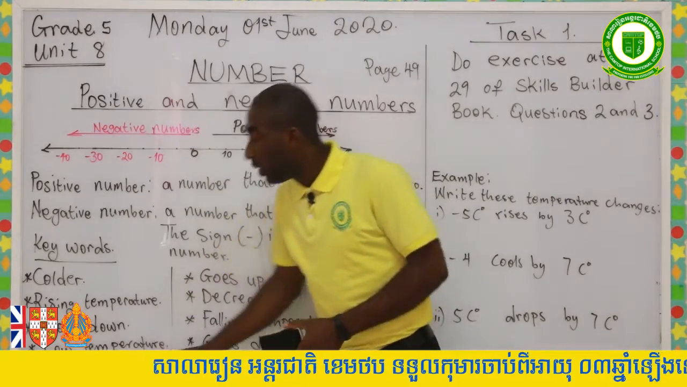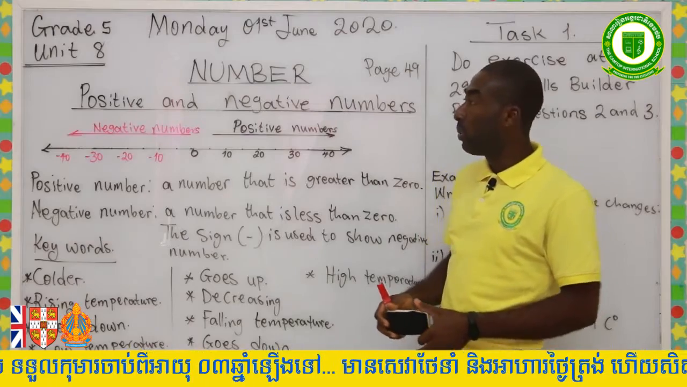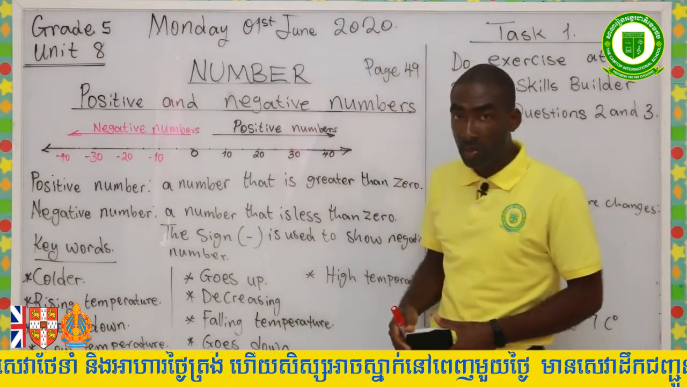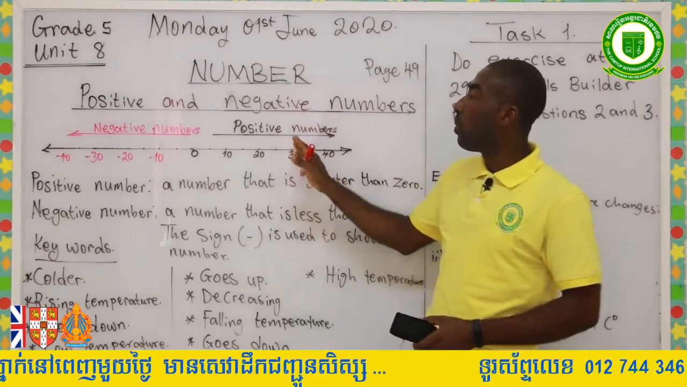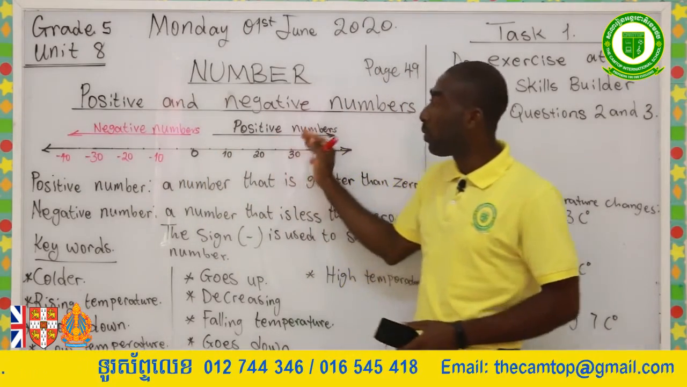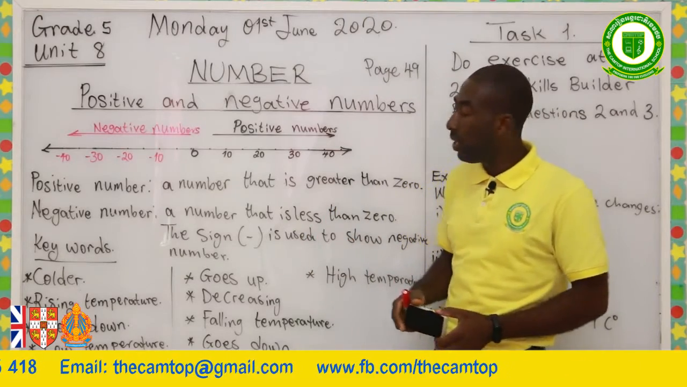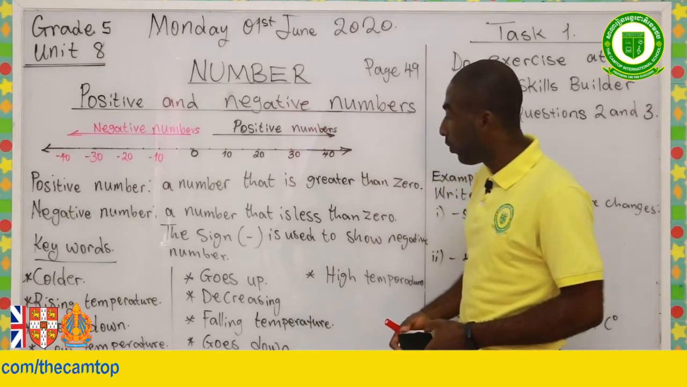Low temperature also means that it is getting cold. Your temperature is moving from hot onto a cold temperature. So if you relate it to our number line, it means that you are moving from positive to negative. So anytime you are moving from positive into negative numbers, it means that you are having a decrease or you are having a low temperature situation for you.